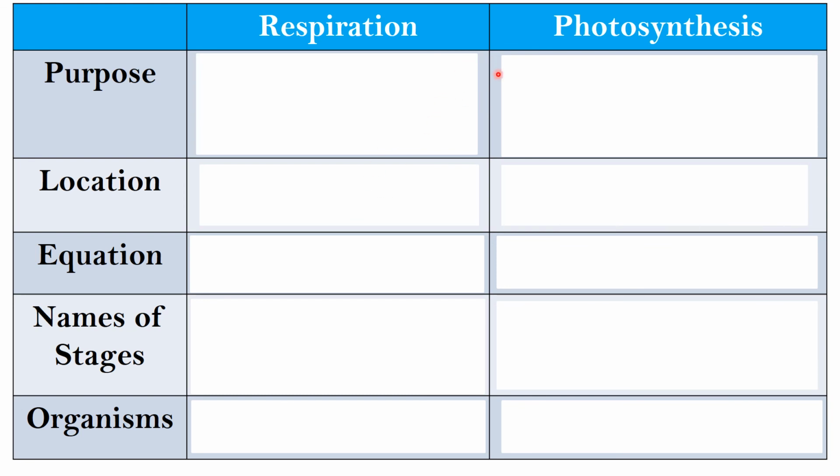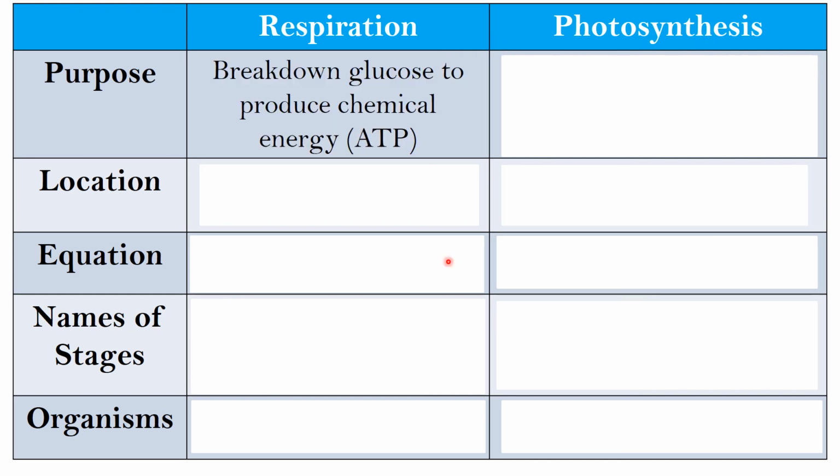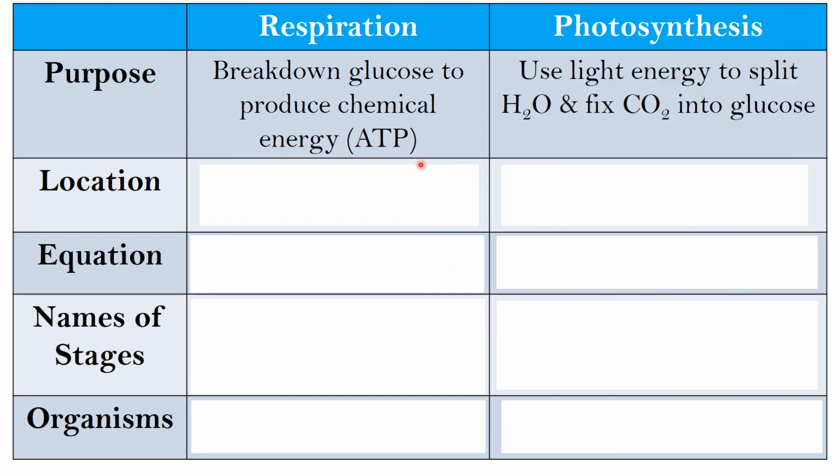Sometimes people get mixed up between respiration and photosynthesis. So just to try and separate them in your mind, press pause and try this. Okay, so respiration, its purpose is to break down glucose to produce ATP, whereas photosynthesis uses light energy to split water and fix CO2 into glucose. So you're breaking down glucose for respiration, whereas in photosynthesis, you're producing it.